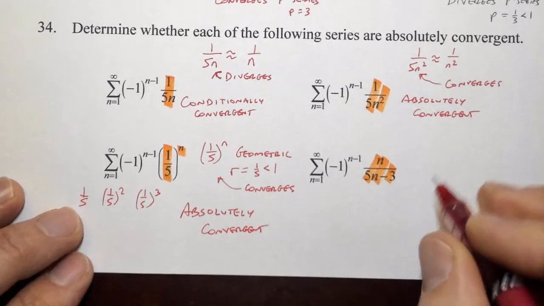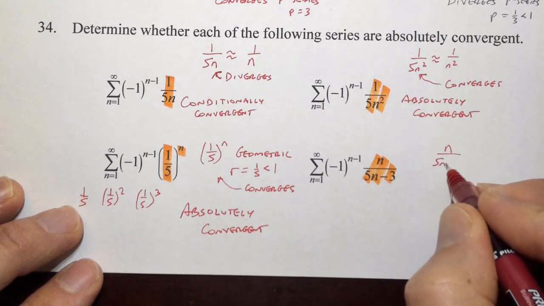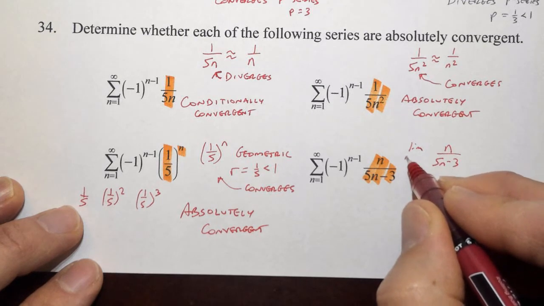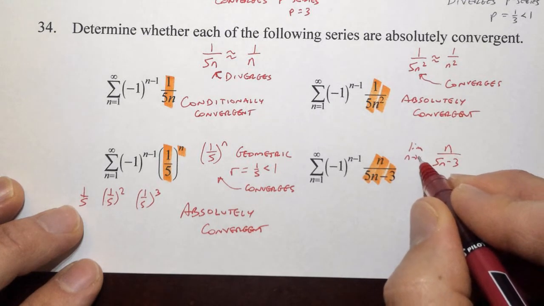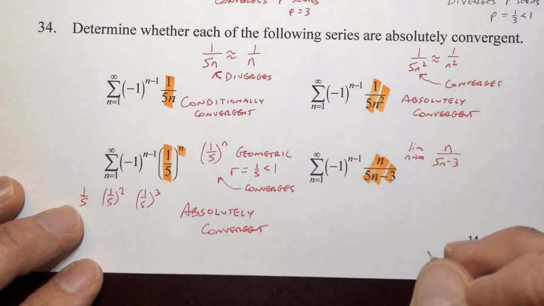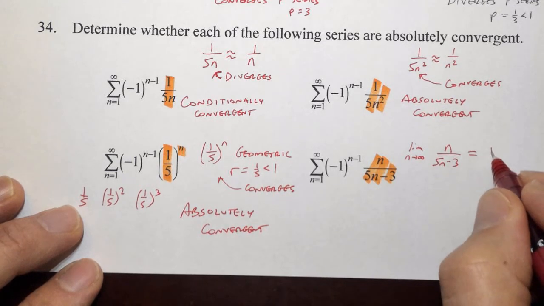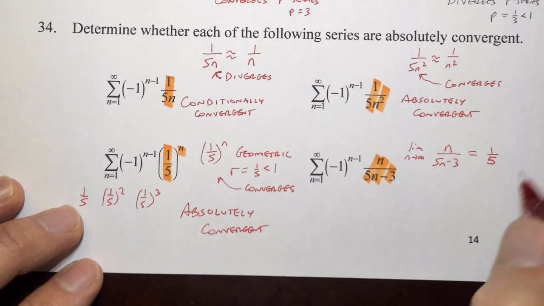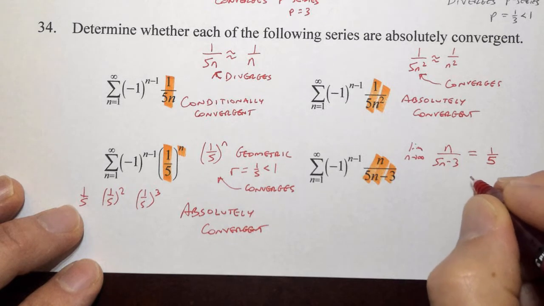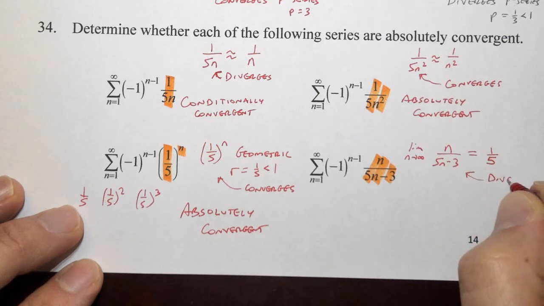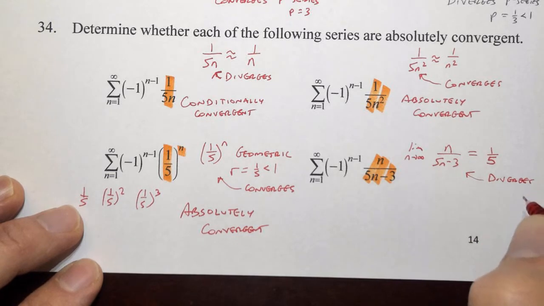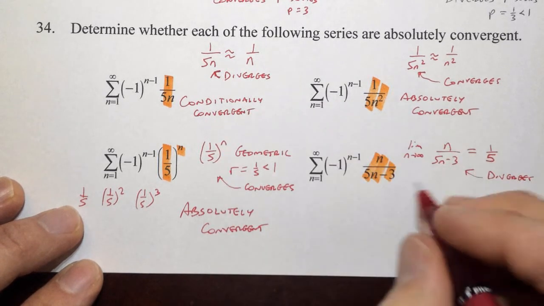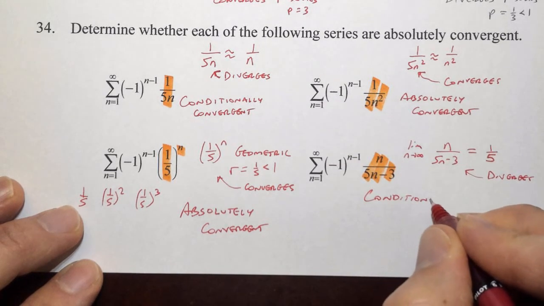And then last but not least, if we look at this n over 5n minus 3. Remember the very first test that we did? In the term test, we take the limit of the series. If we don't get 0, in this case we don't, then we know that this series automatically diverges. Right? It didn't help us with converging, but it can get us a quick divergence. So this is like the first one. It's conditionally convergent.